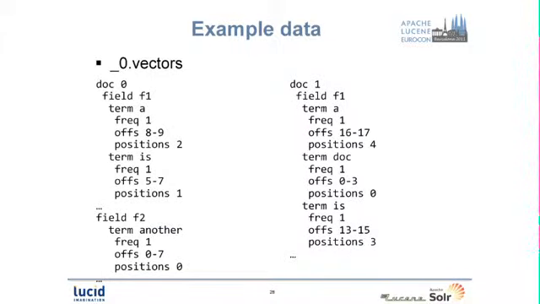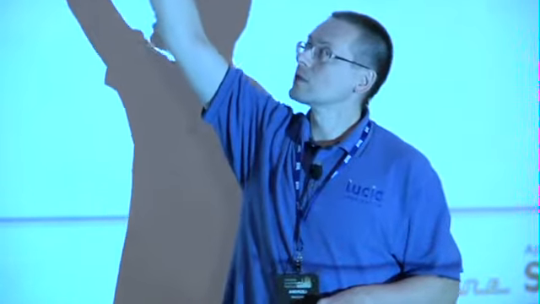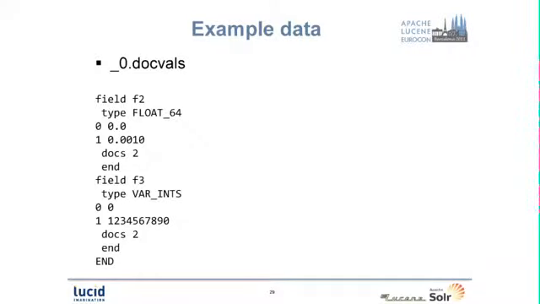We have term vectors. For doc 0, field 1, we have term A with frequency 1 and at offset 8 to 9, and positions, just one position, position 2. And doc values: field F2 uses a floating point 64 bit, right? And there is no value for document 0, which should be just null, I believe. But currently, it's presented as 0 by the API. And for document 1 it's something, right? Then we have field F3 with variable integer encoding and with this suspiciously round number.